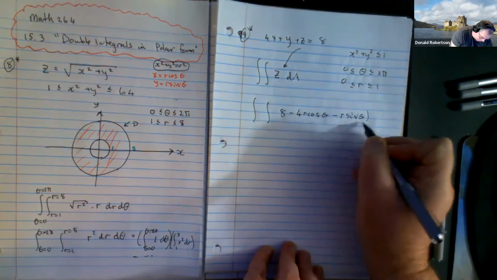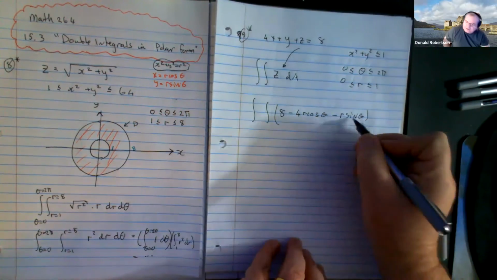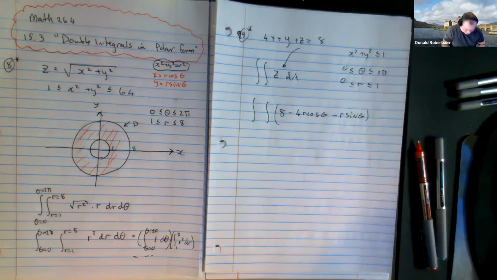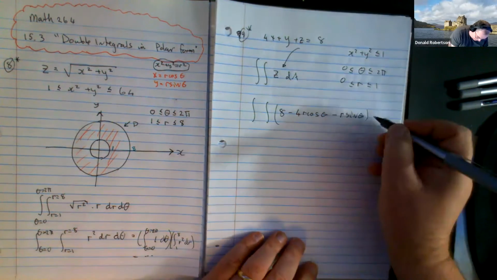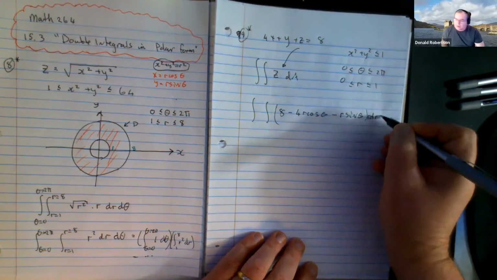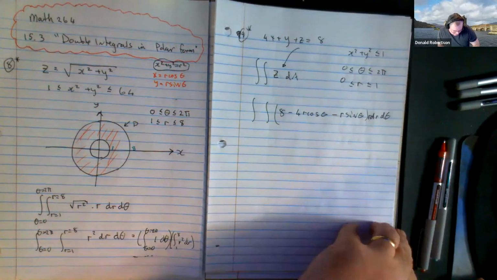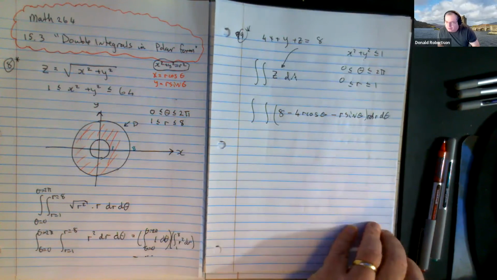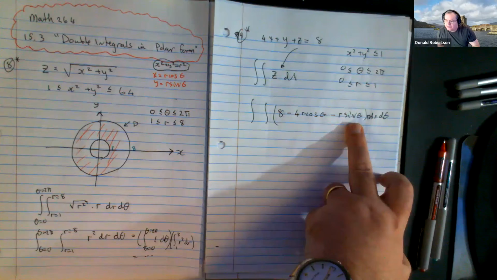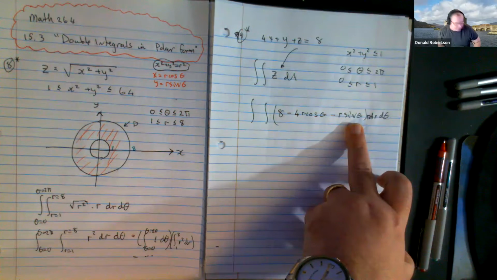Are you happy about the 4x and the y being converted to r cos's and r sines? And then you do your r dr d theta and off you go and do it. This one does not separate. I'm pretty sure of that. So you're just going to have to do it the old fashioned way.